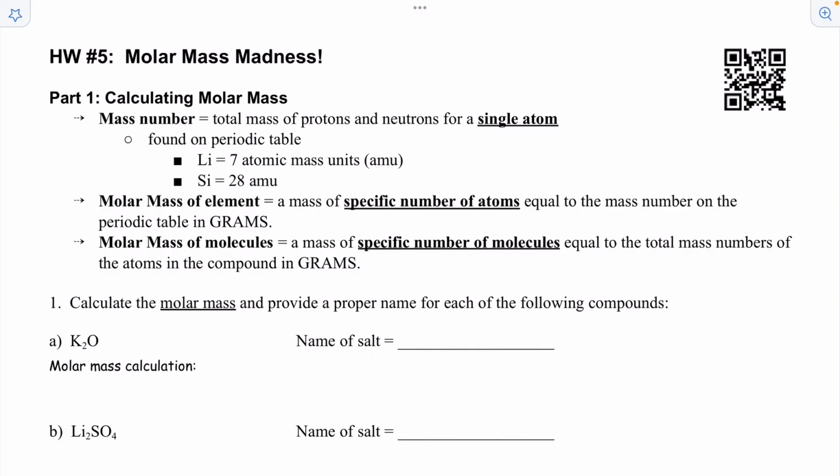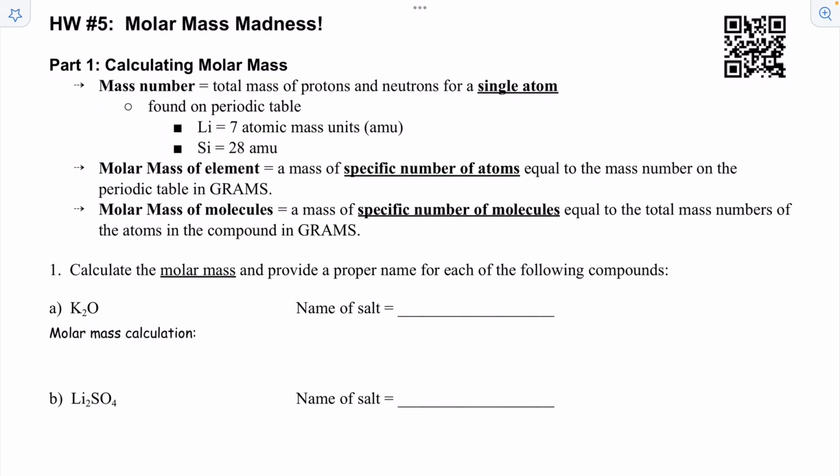This lesson is going to teach you about molar mass. Let's first talk about some different masses that we can see in chemistry. The first is mass number. The mass number is the total mass of protons and neutrons for a single atom.